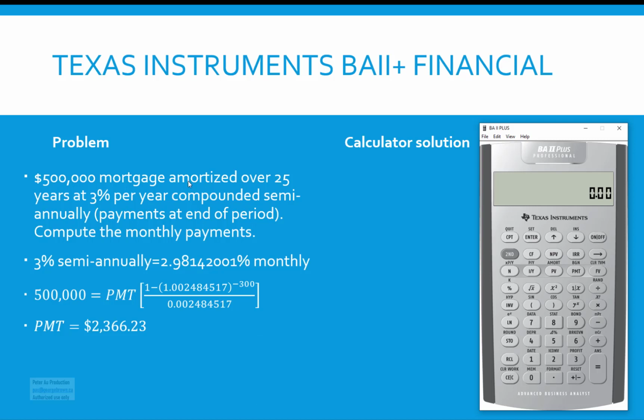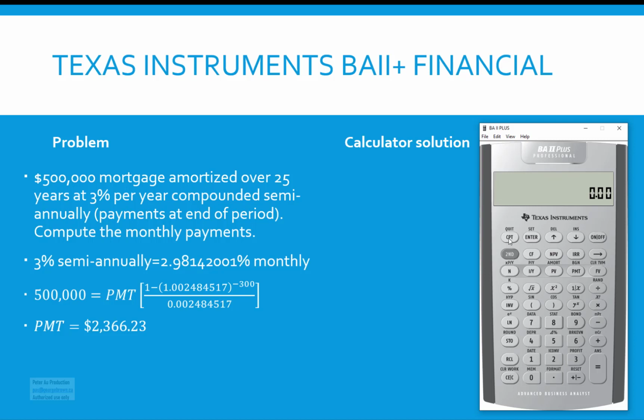The mortgage is amortized over 25 years at 3% per year compounded semi-annually. So we need to set our payments per year and our compounds per year since we're looking for monthly payments. Second function, P/Y. The payments per year, monthly. Press 12. Press enter for P/Y. Down arrow. The compounds per year. You are given 3% per year compounded semi-annually. Semi-annually means twice per year. 2. Enter.